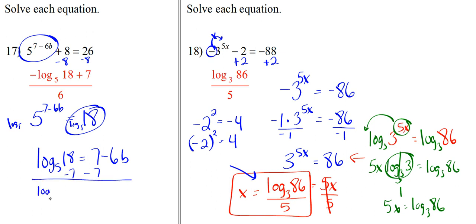You get log base 5 of 18 minus 7. So 18 is the argument, and minus 7 is just outside the log. Then we're going to divide by -6 on both sides. And I'll come back up here and write the answer, even though it's already written in red there. So now the whole log is negative.